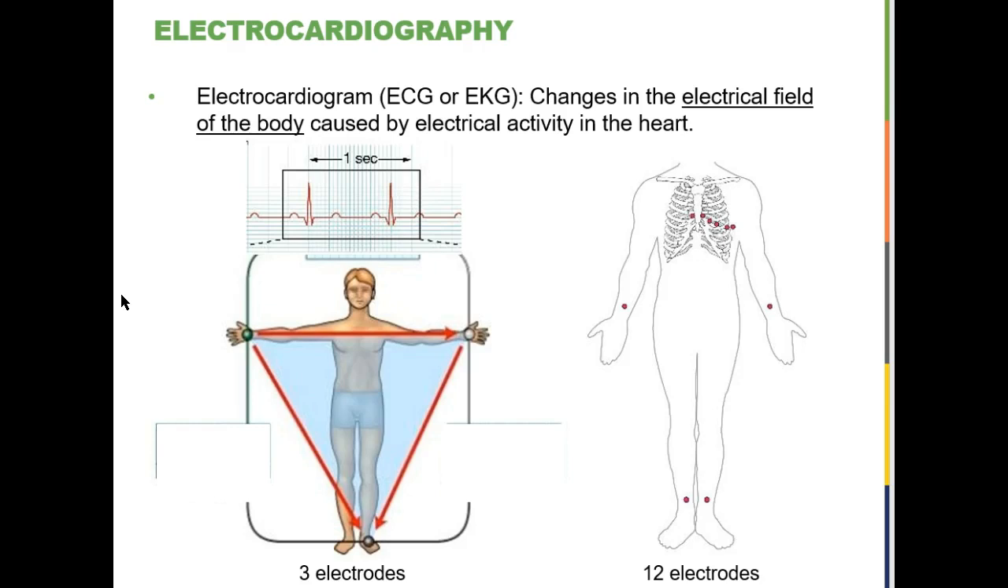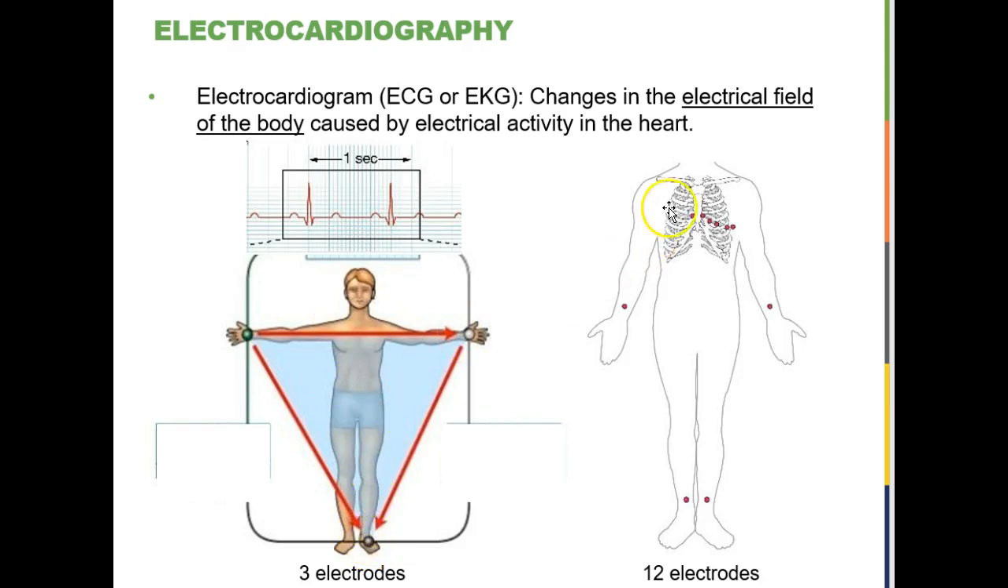So if you've never done one before, there's a standard 3-lead ECG, which is not what you would get at the hospital. They would do like a 10 or 12 lead. They put a positive electrode on one hand, a negative electrode on another, and then usually a ground on one of your ankles.